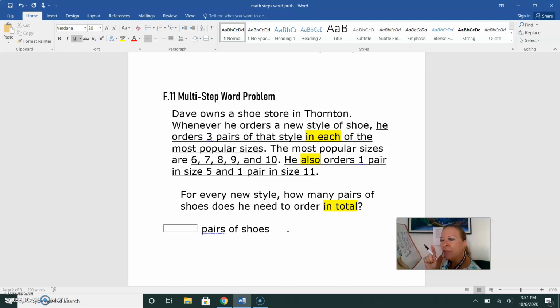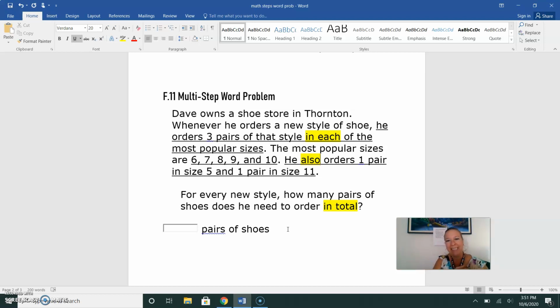Okay, are we all done? No, because he also adds 1 more pair in size 5 and 1 more pair in size 11. Plus 1 pair, plus 1 pair. Let me move that over. He had 15, and he adds another one and another one, right? So he actually is going to buy 17 pairs of shoes. So you would put a number in. Do we need to do any explaining at the end here? Explain if necessary? No, the question's only asking you for the pair of shoes.